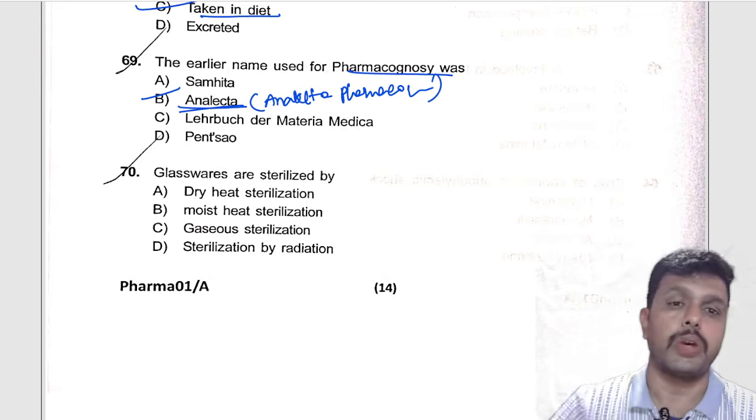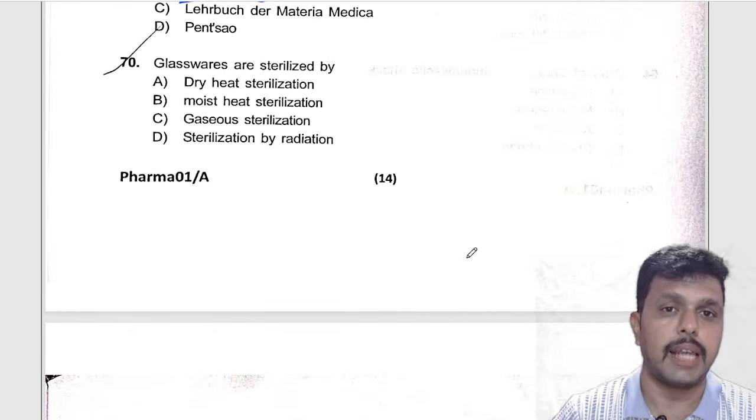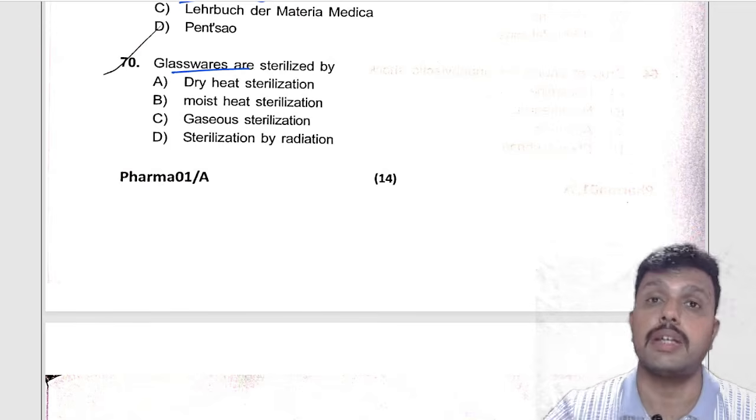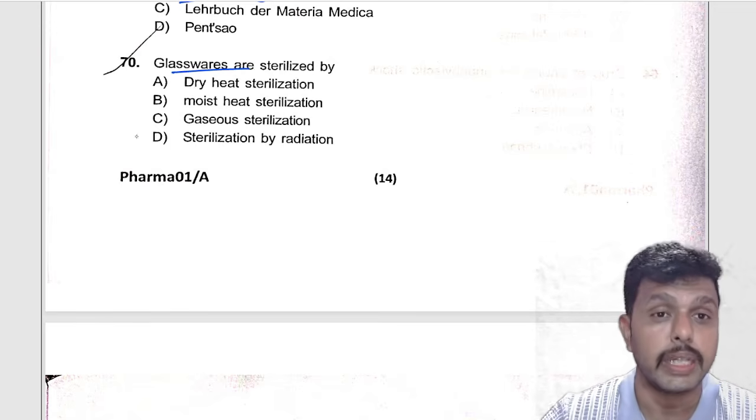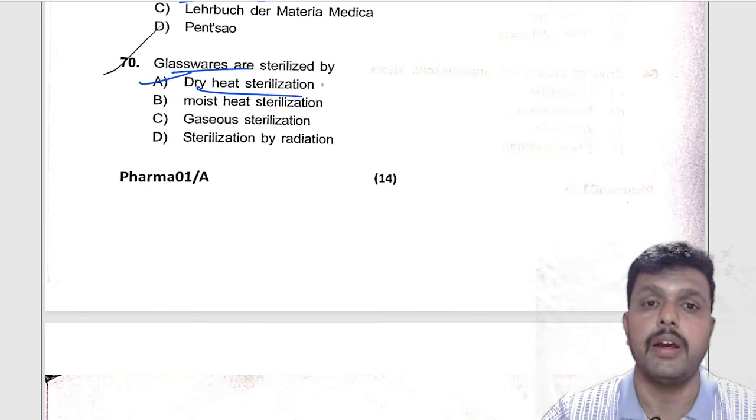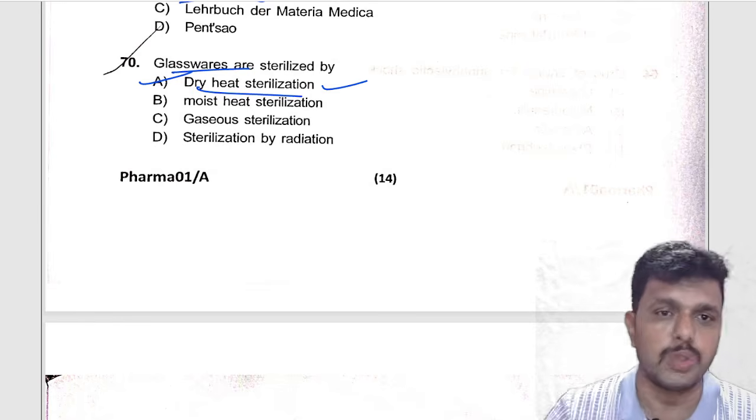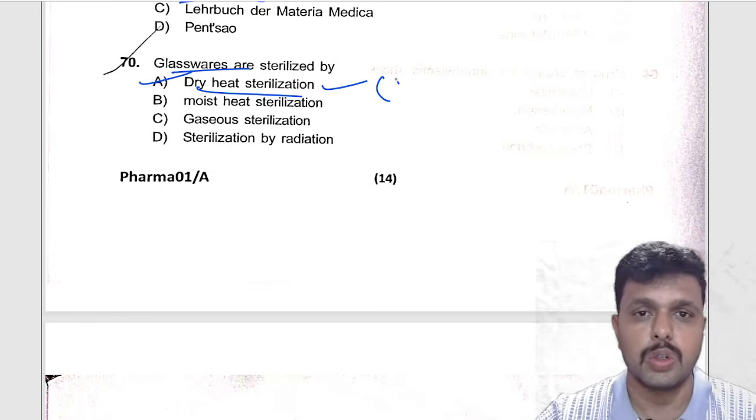Yes. So next, glasswares are sterilized by dry heat sterilization. Especially we use the hot air oven. Hot air oven.